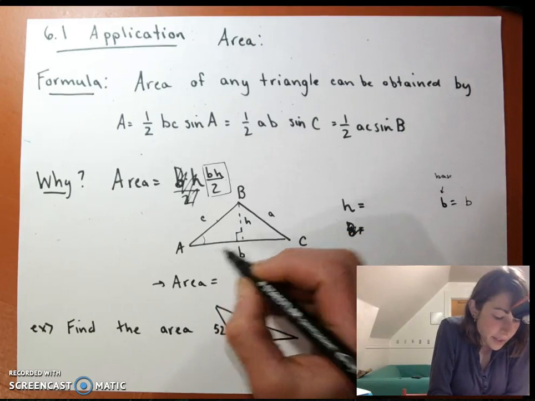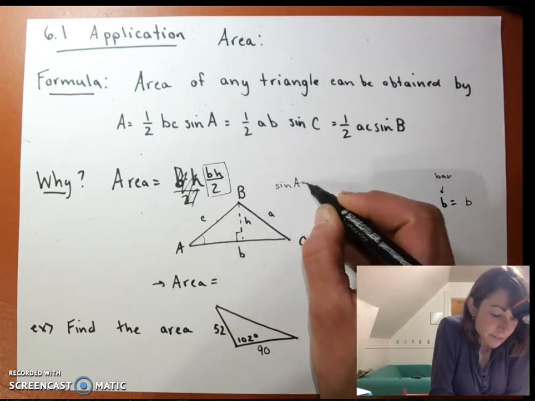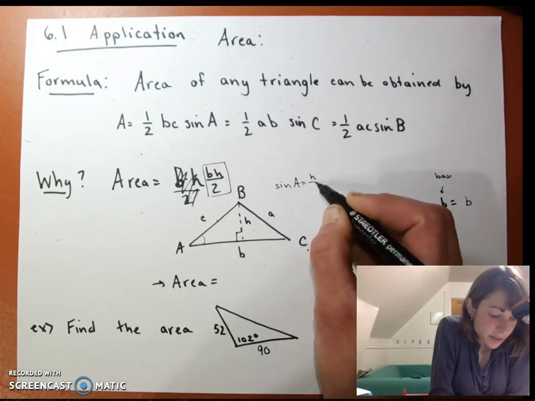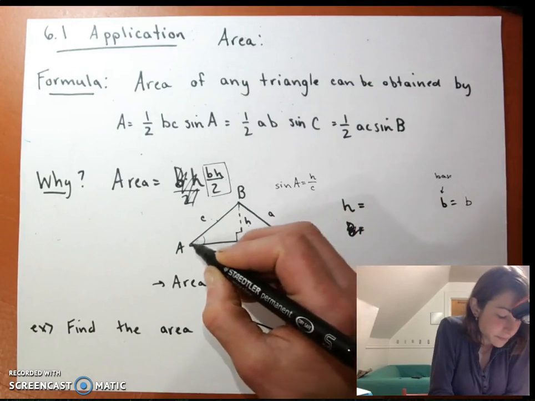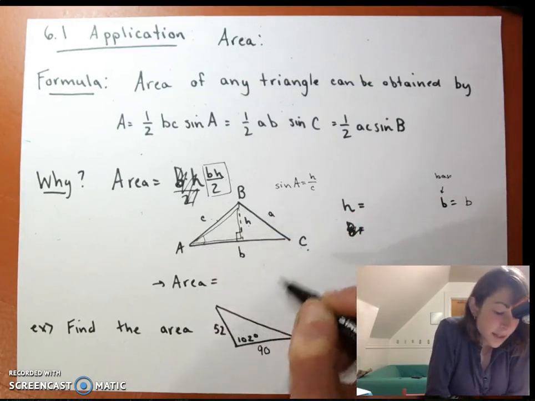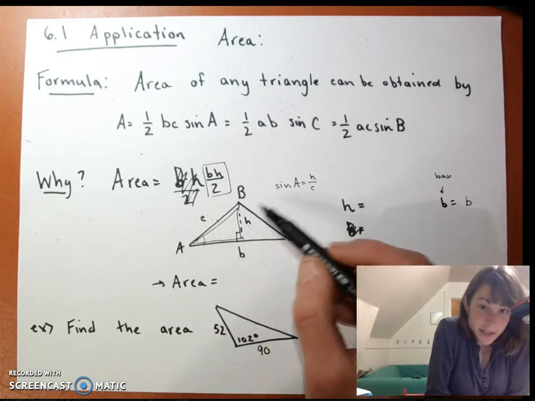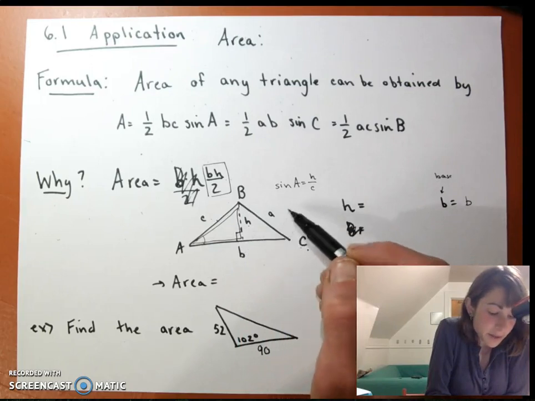So we can write a relationship. We can say that sine of angle A equals H over C, opposite over hypotenuse of this triangle here. And that's a right triangle, so it makes sense to talk about sine as being the opposite over the hypotenuse.